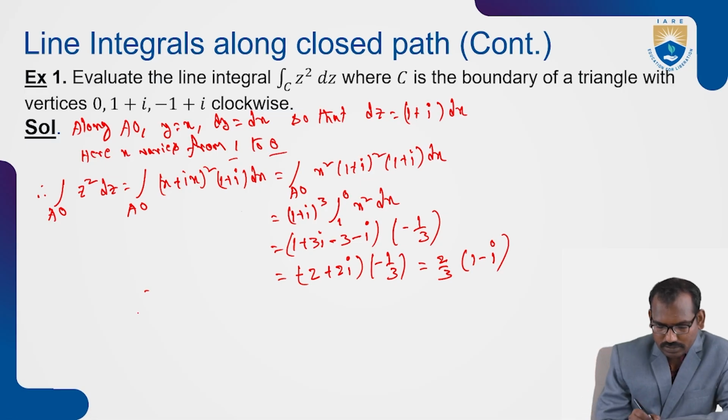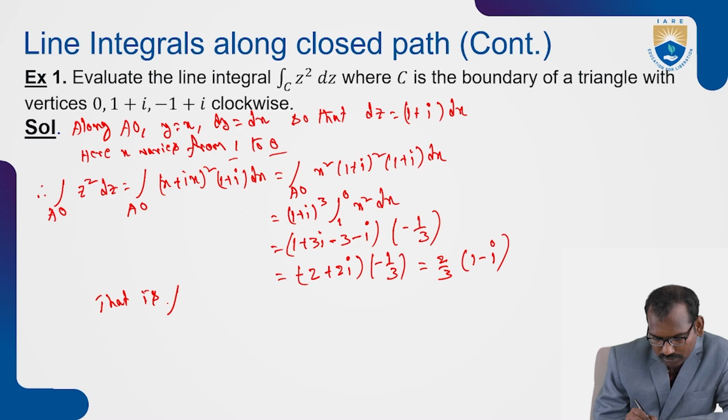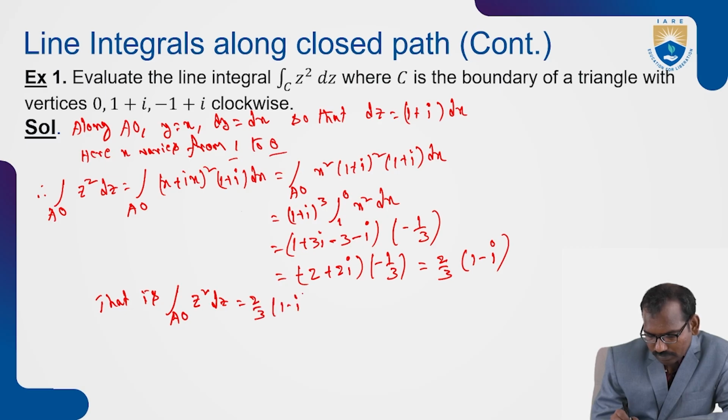So this is what, that is, integration along AO of z square dz is 2/3 of (1 minus i). This is equation number 4.